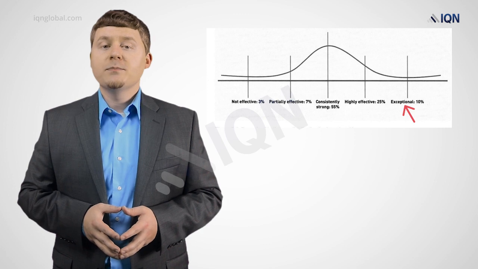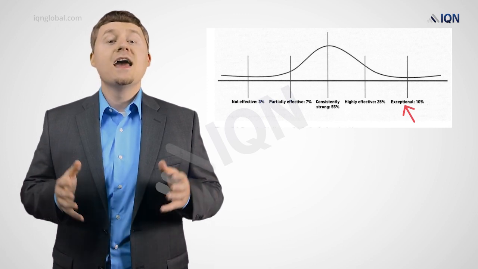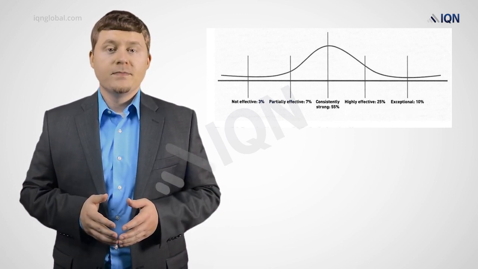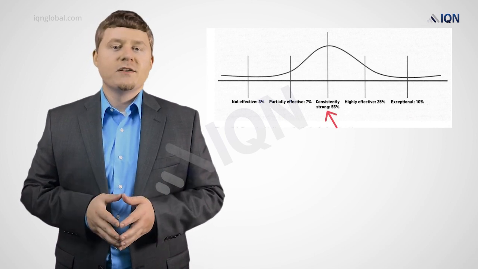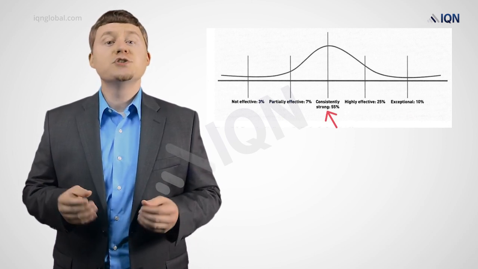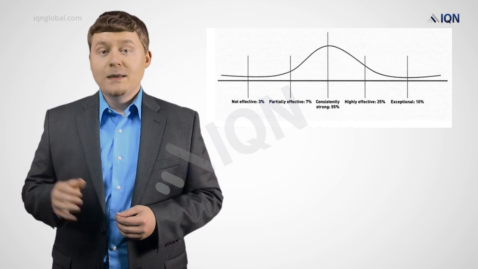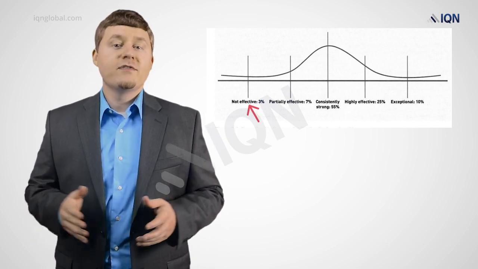The top 10% of the employees can be categorized as exceptional employees. The middle 55% of employees may be consistently strong performers. The bottom 3% are ineffective performers. Ineffective performers can be offered training so that they can improve their performance, or in the worst case, they may be asked to leave the job.